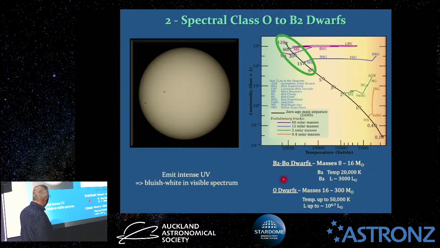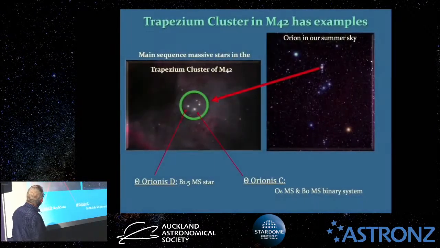The O dwarfs, you can actually get up to 300 solar masses, which we'll talk about later. The surface temperatures get up to about 50,000 degrees, and you're looking at up to a million, even up to 10 million luminosities. Imagine that, 10 million times as bright as our sun. So that's the sort of range of these main sequence massive stars.